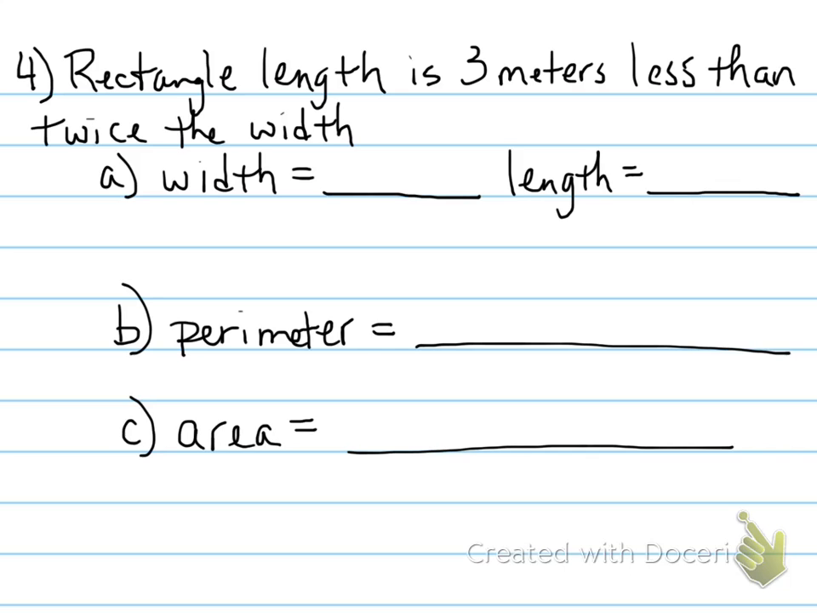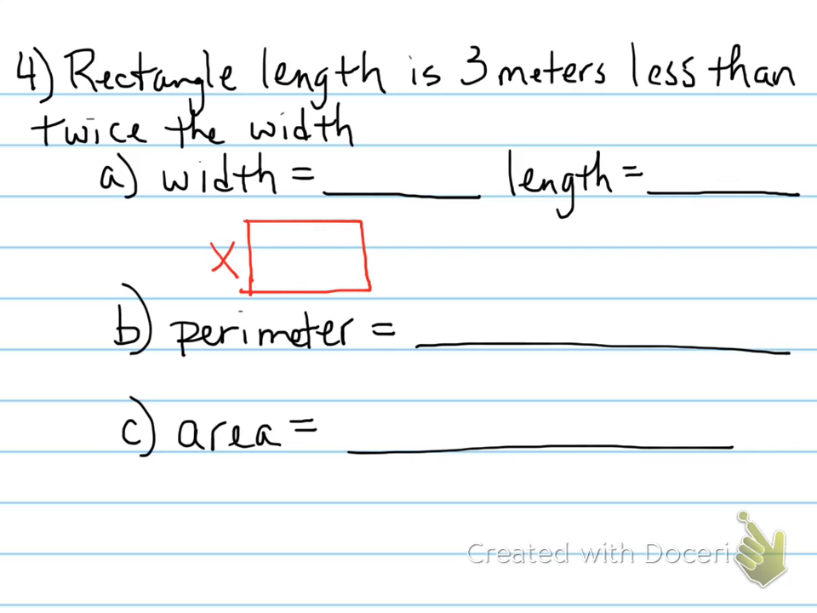Okay, number 4. I'm going to start with a picture of a rectangle. Notice it says the length is 3 meters less than twice the width. So it's telling me about the length using the width. So the width is what I'm going to start with. I'm going to say the width is x.